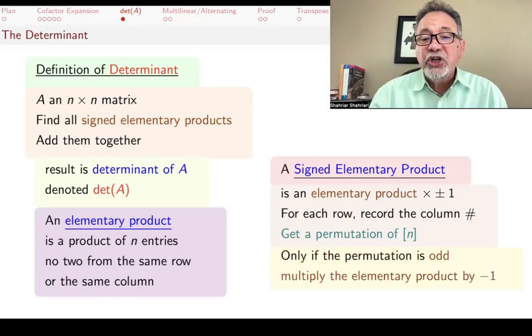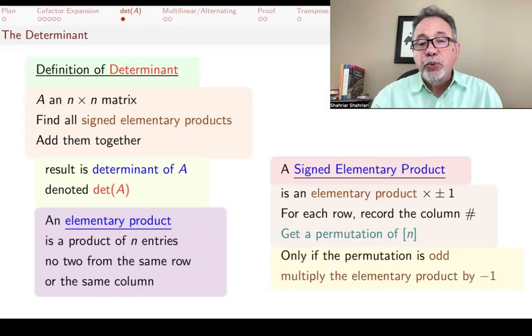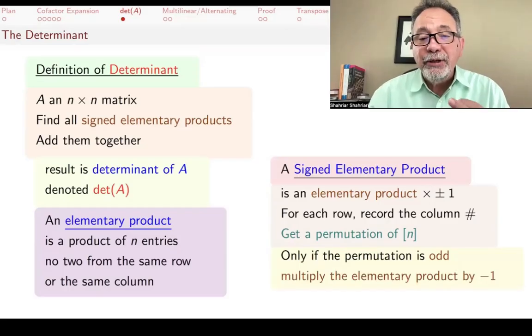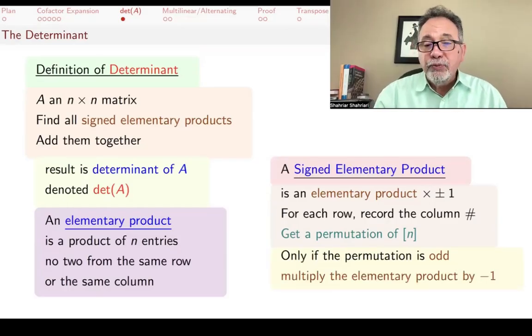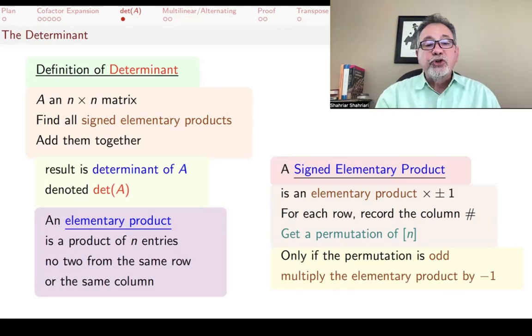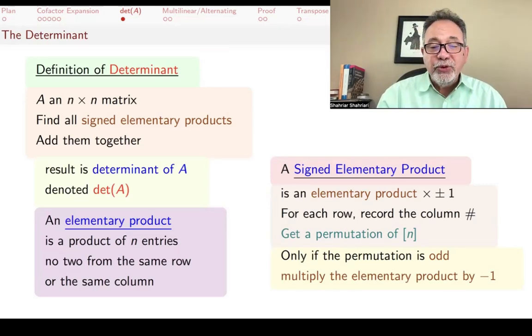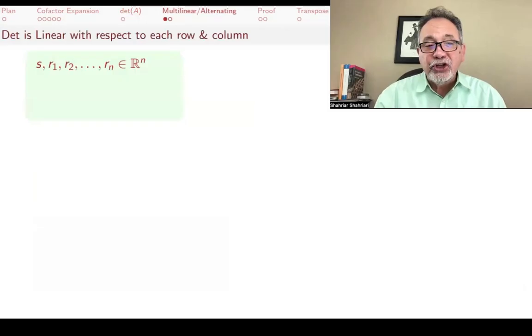If the permutation is odd, you multiply it by -1. That will make it a signed elementary product. If the permutation is even, you multiply it by 1, and that will be your signed elementary product. So you find these signed elementary products, add them together, that's the determinant, that's the definition of the determinant.